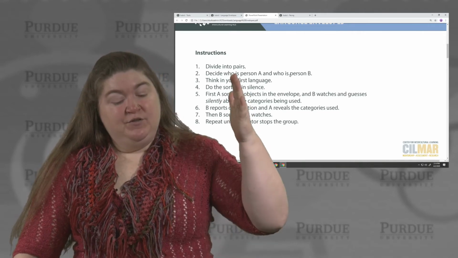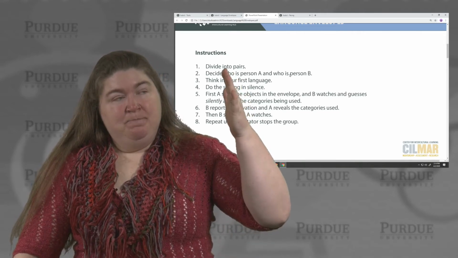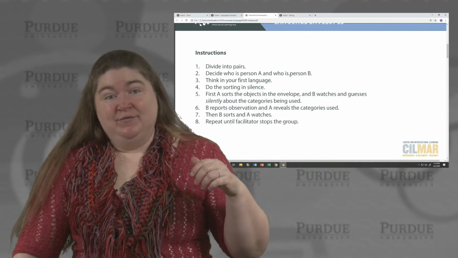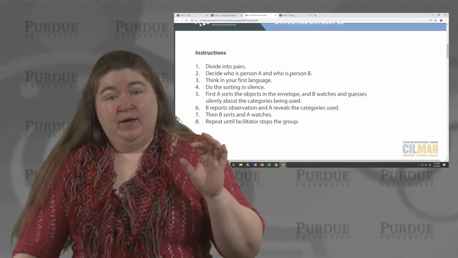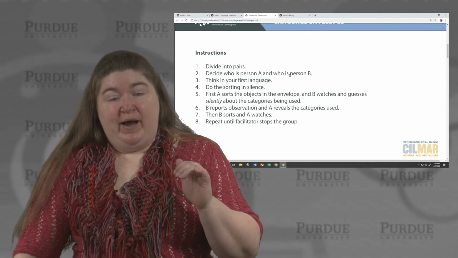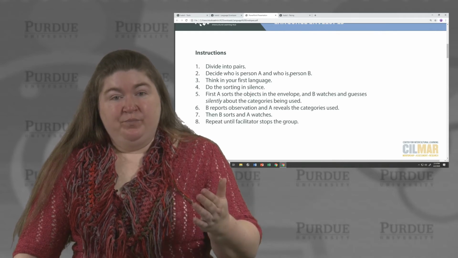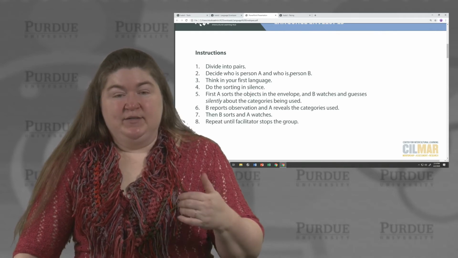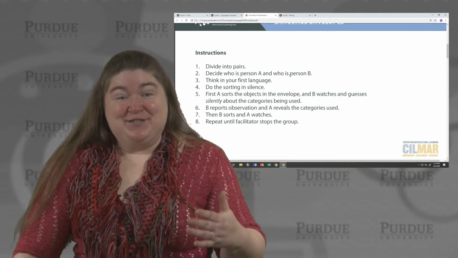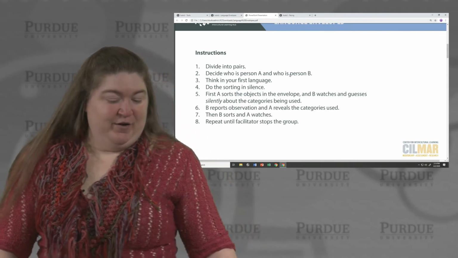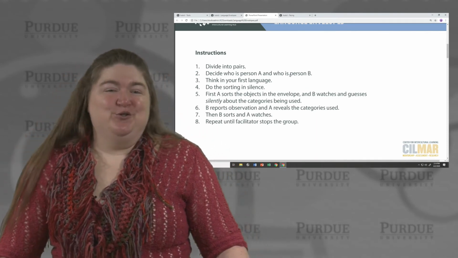But essentially, the pair needs to decide, person A, person B, whoever's going to go first, right? And they need to be quiet the whole time, except for when they're wrapping up the round and reporting out what it is that their guesses were, and then getting feedback on whether or not those conclusions or assumptions were correct.